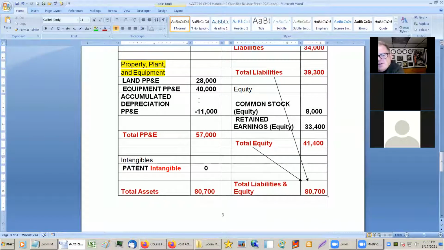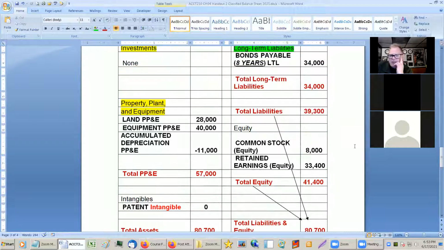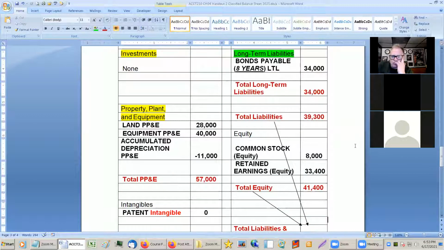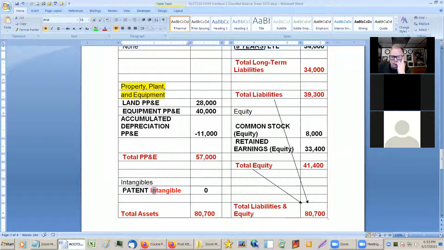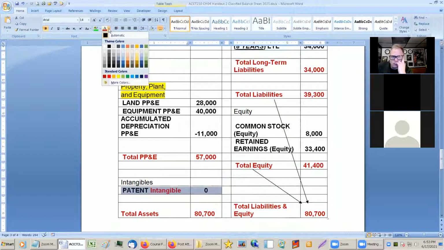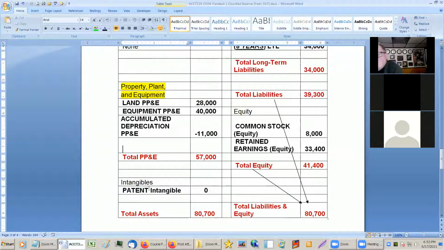So where did they get the total assets? Just like before, it looks like they borrowed about 39,000, and the owners kicked in another 41,000. That's how I got about 80,000 of assets. So that's a classified balance sheet. Any questions on that thing?